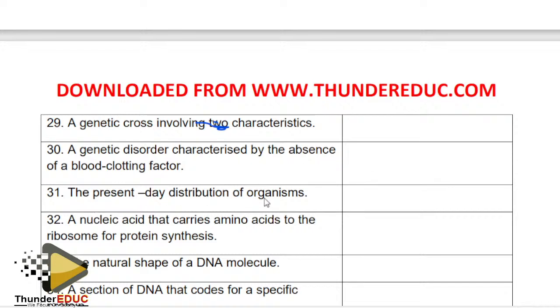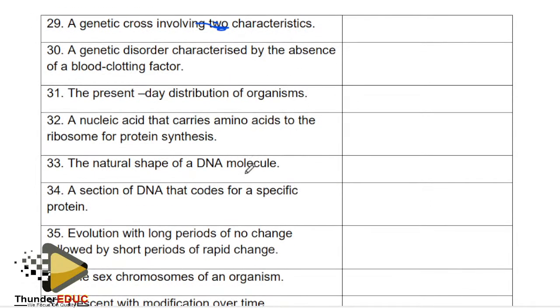Present day distribution of organisms. How do we call the present day distribution? How are organisms distributed? So we can call it biodiversity. Then they're saying the nucleic acid that carries amino acids to the ribosome, transfer RNA. Then they're saying the natural shape of DNA, double helix.